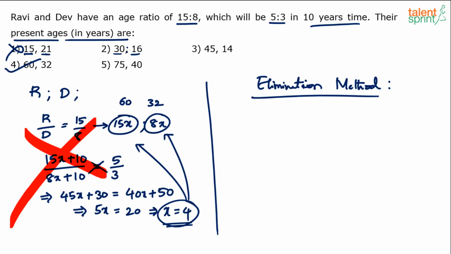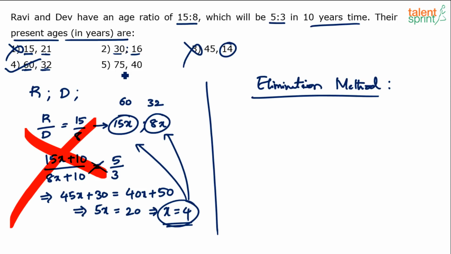Now look at option 3. When I look at option 3, I see that 14 is not a multiple of 8. So straight away it gets eliminated. Option 4, yes, 60 is a multiple of 15, 32 is also a multiple of 8. You getting it? 15 into 4, 8 into 4, and moreover, 60 and 32 are also in the ratio of 15:8. So basically, both option 2 and option 4 have satisfied the ratio condition so far, right?